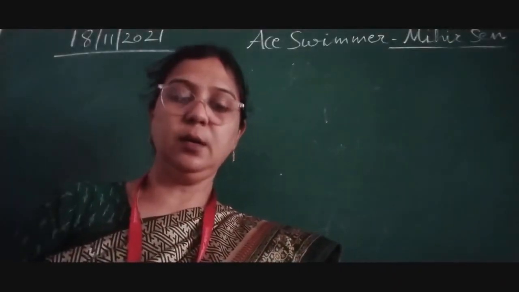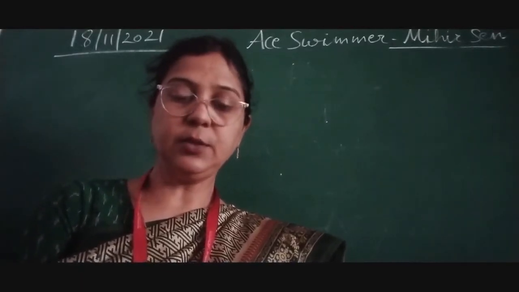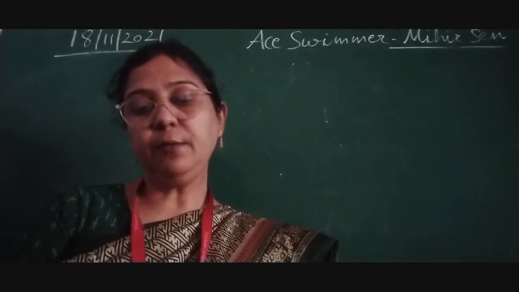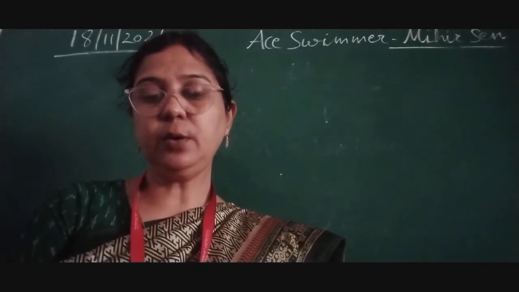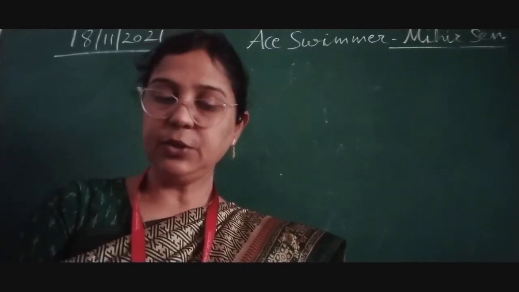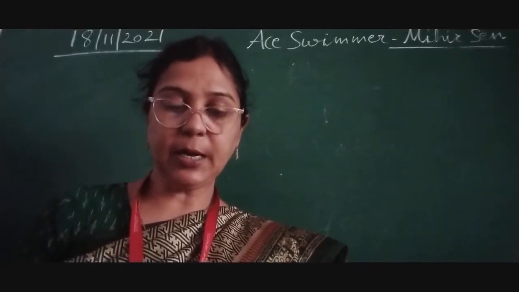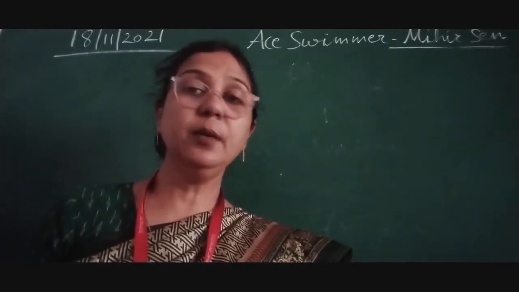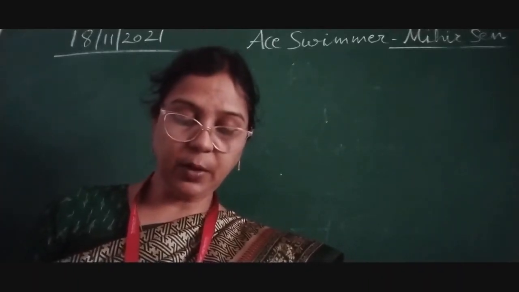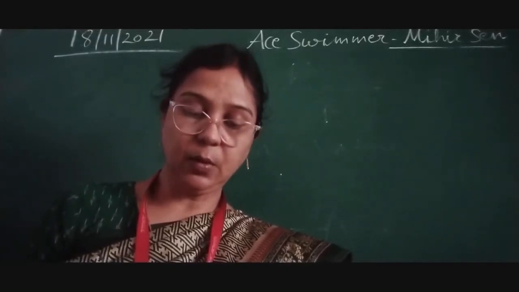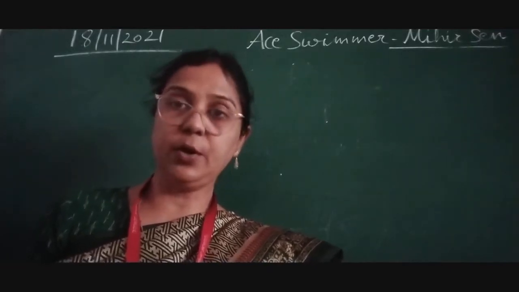So children, take out your English book, that is your Wordsworth English reader, and we are going to start the exercise. Turn over the page and take out chapter number 8, A Swimmer Mihir Sen. We are going to start our exercise, that is grammar we were completing in our previous videos. Today we are going to start from B. Okay, so complete the following sentences in present continuous tense.